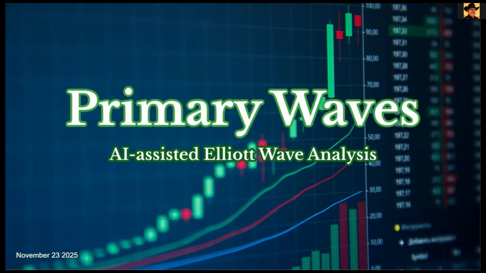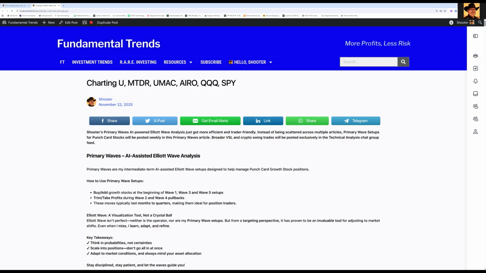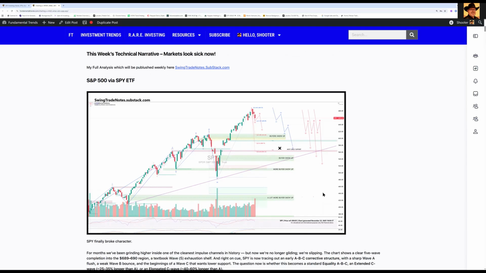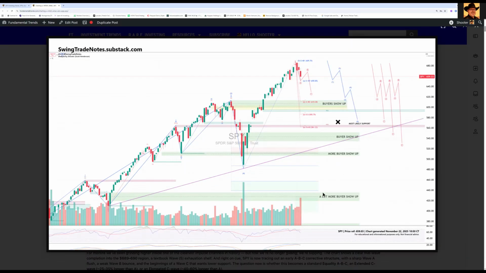All right, let's jump right into this. We're going to go over our primary waves fundamental trends article. Let's start off with the first chart here. Let's go over the SPY. There's a good possibility we're done here. However, the most logical structure is this ABC structure I have up here.